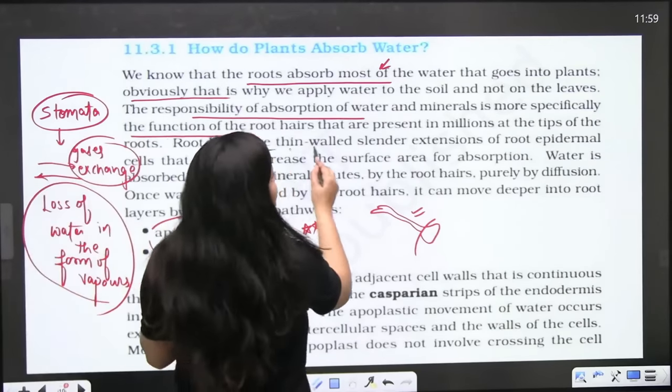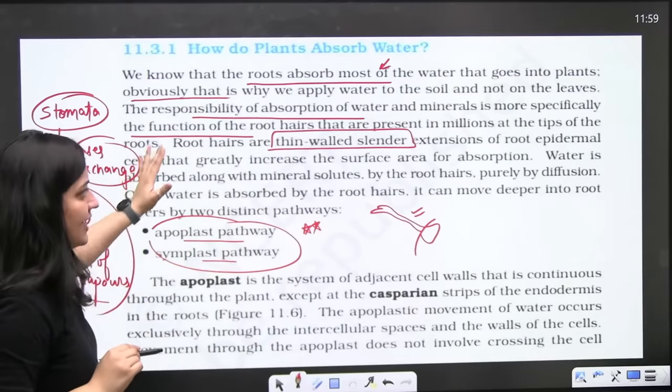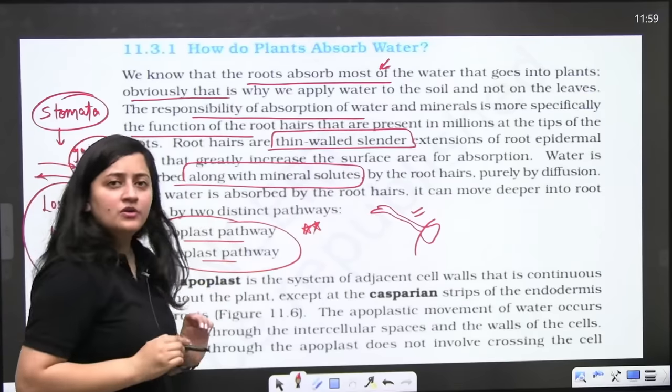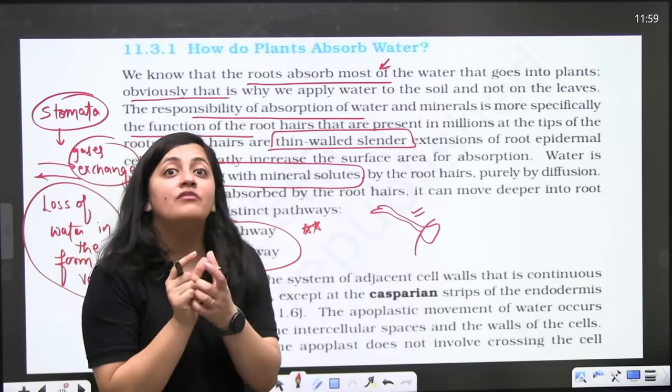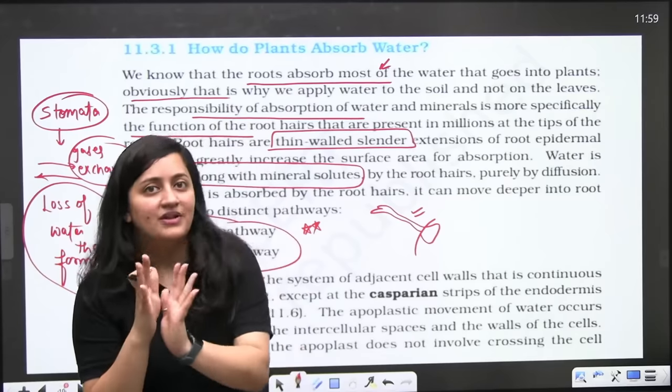So root hairs are, bachche, thin-walled cylindrical extensions. They are made up of epidermis, I told you already. So water is absorbed a lot with the help of mineral salt solutes. That is why we always use the word sap. We are not just saying water, we are saying water plus minerals.